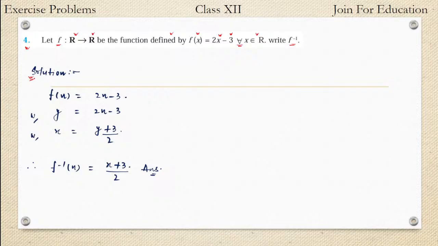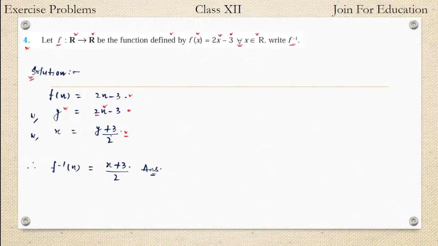Here is the solution of this question. The function of x given in the question is 2x minus 3. Suppose the function of x is y, therefore y equals 2x minus 3. So here, let's see x. Minus 3 moves to the left-hand side, then we get y plus 3, and this 2 moves to the left-hand side, then we get x equals (y plus 3) by 2.